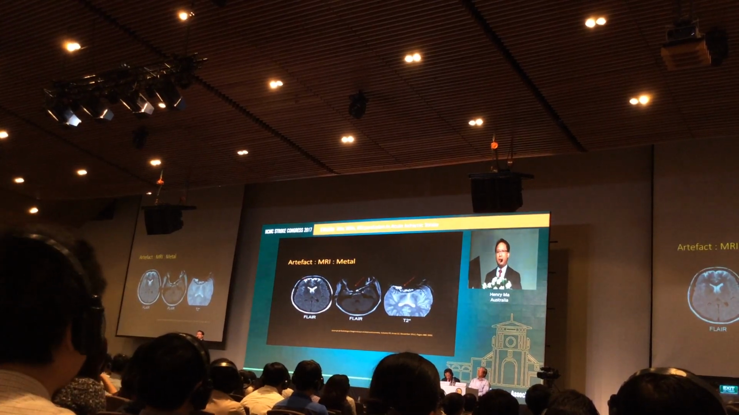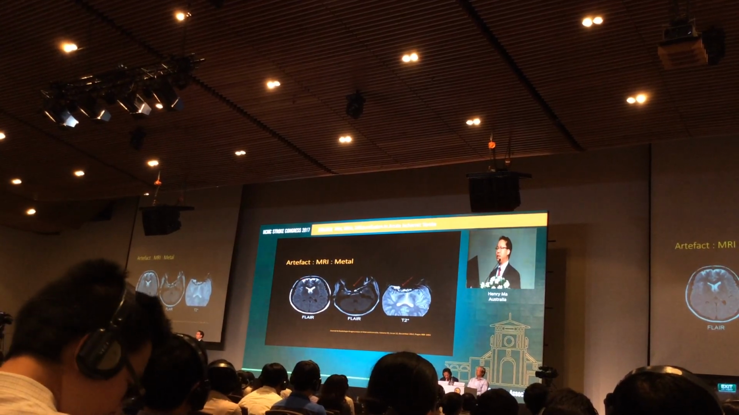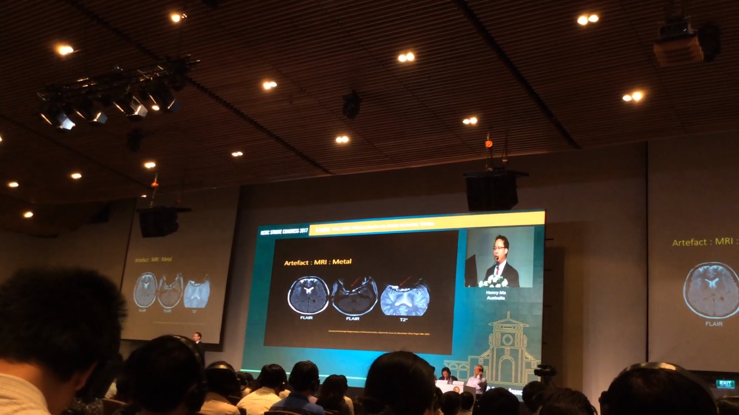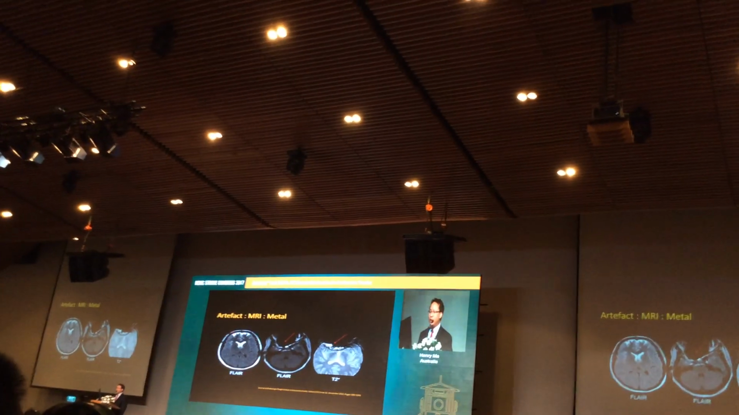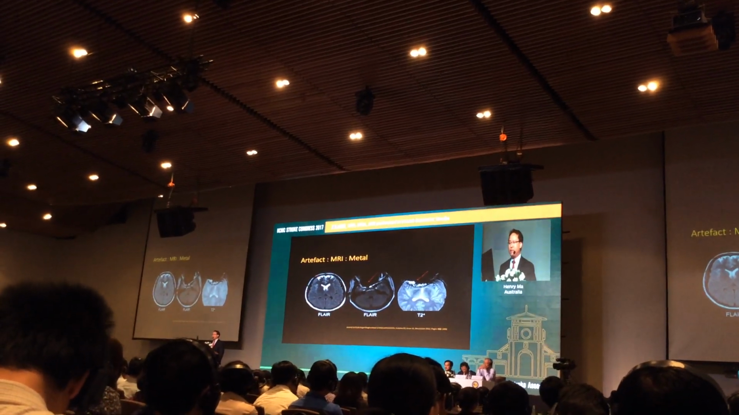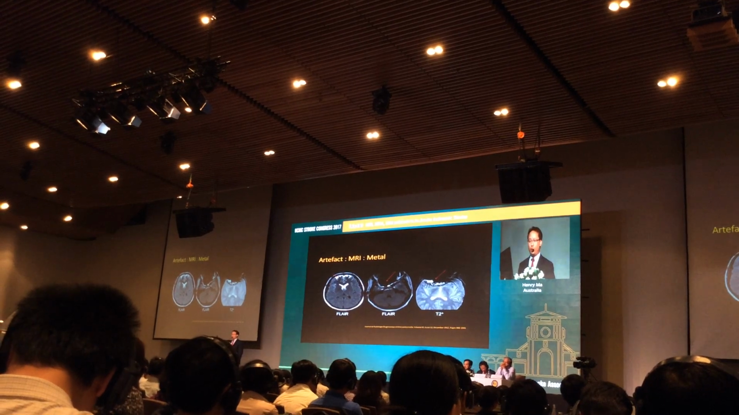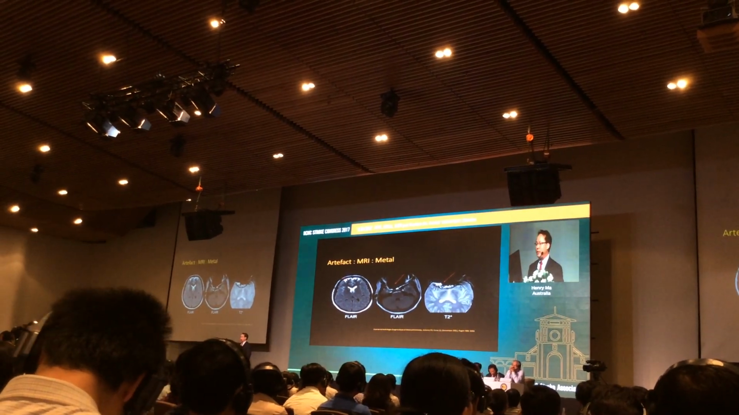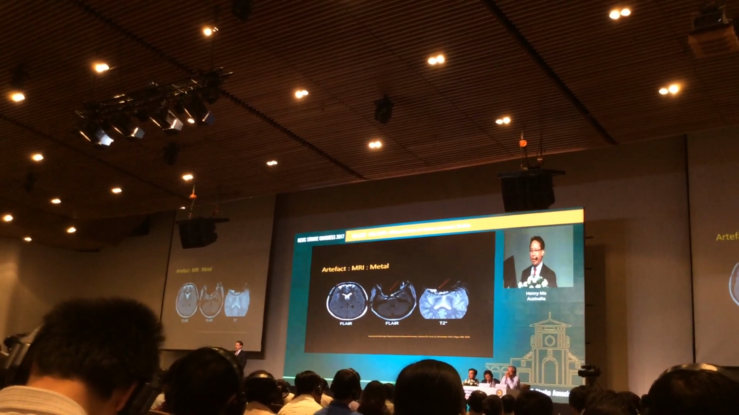The next is artifact. There are lots of little things on the MRI scan that may not be real. If you look at the middle segment, you can see the big black area. That is simply because the patient has metal on the upper part of the jaw, causing this massive change and affecting the quality of your scan.